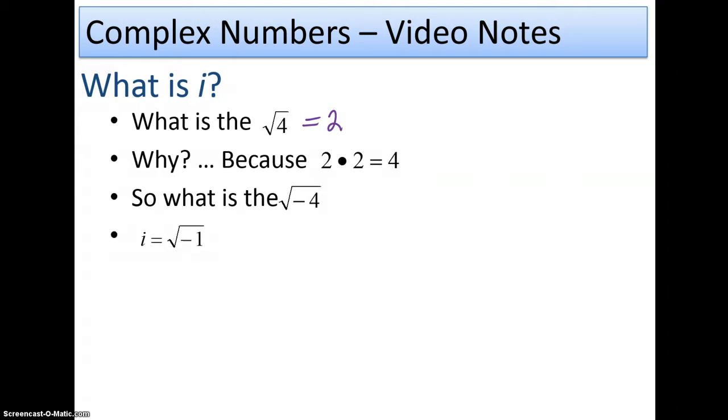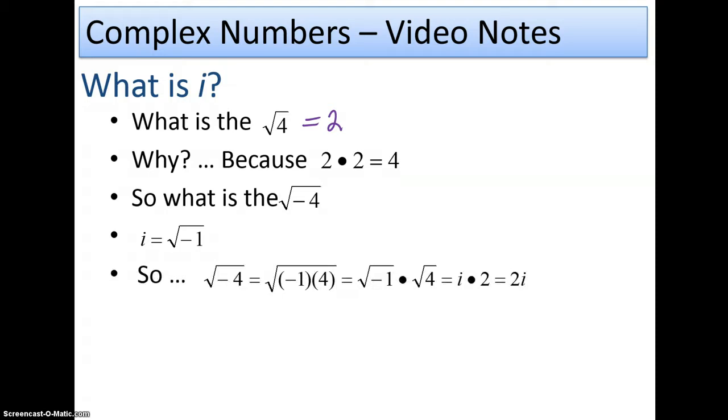So we introduced today a new notation for i. i equals the square root of negative 1. By defining i as the square root of negative 1, this will allow us to take the square root of negative numbers. So let's take a look.